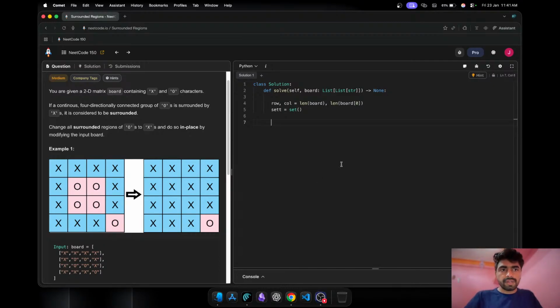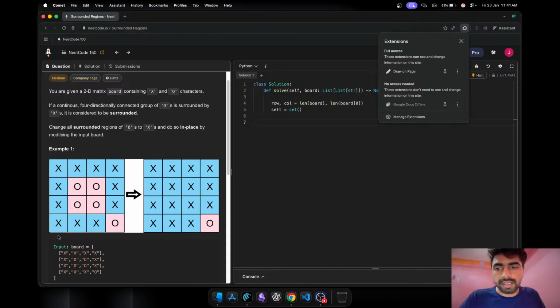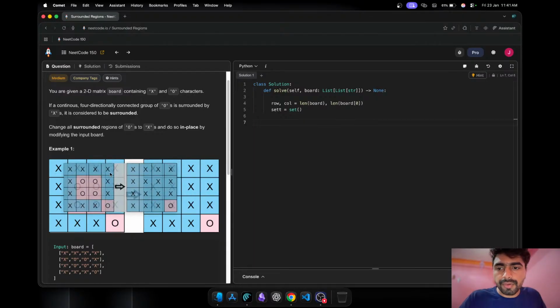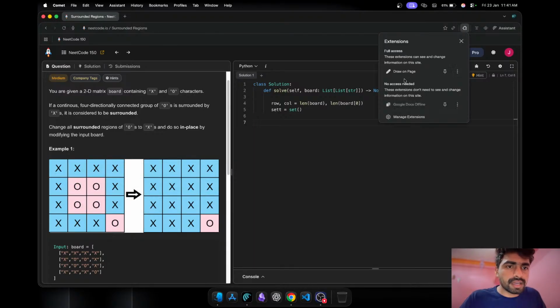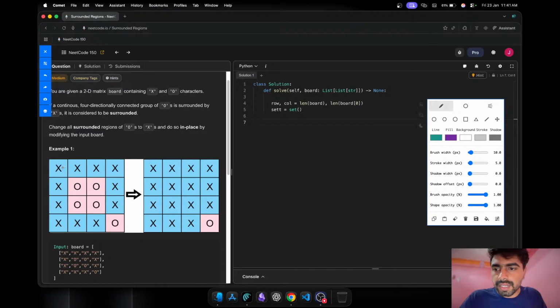So what we will do now, we will convert this border into something else. When we go inside this O grid, it will not convert the O's that are on the border.